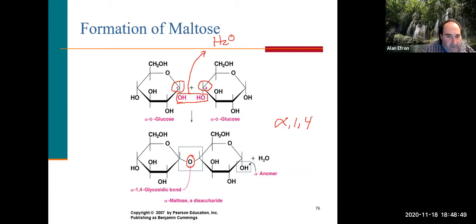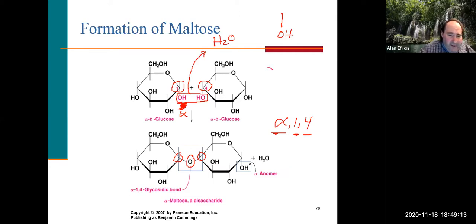Alpha because if you remember, the alpha conformation is coming down. And here at carbon number 1 on this guy, our OH group is coming down, which is the alpha. So that is where that alpha part of the name comes from. And it's at carbon, again, 1 and 4, which is where this part of the name comes from in terms of the linkage. A good way to remember it is alpha comes down.